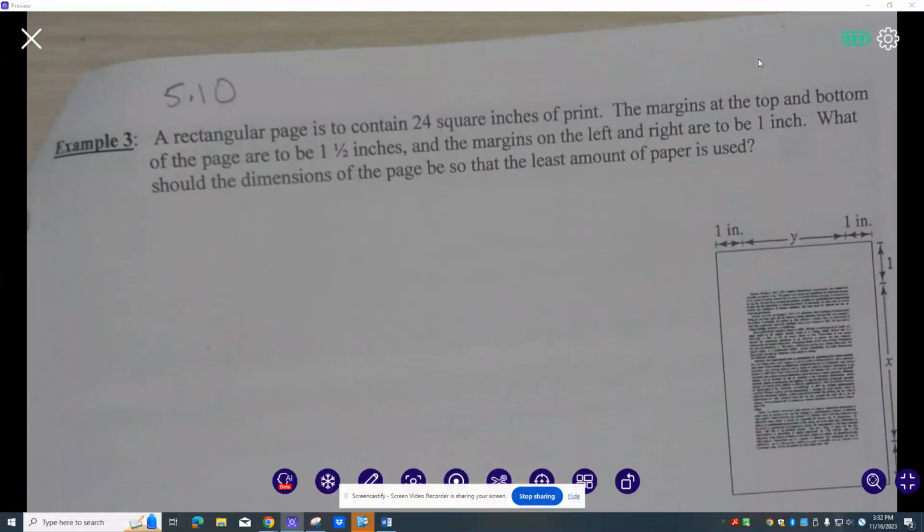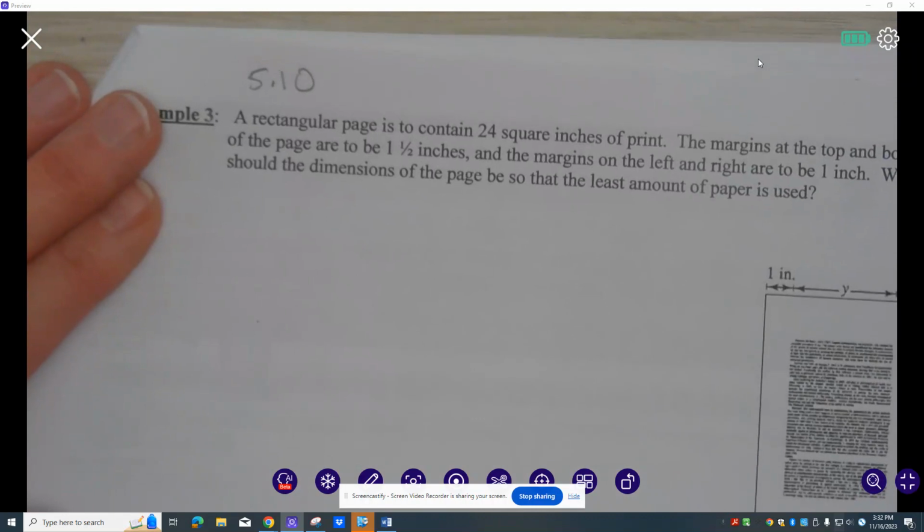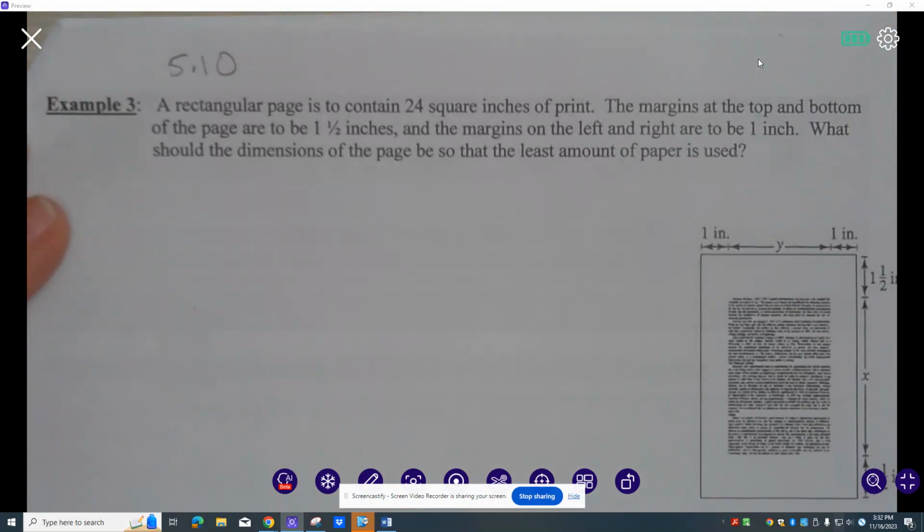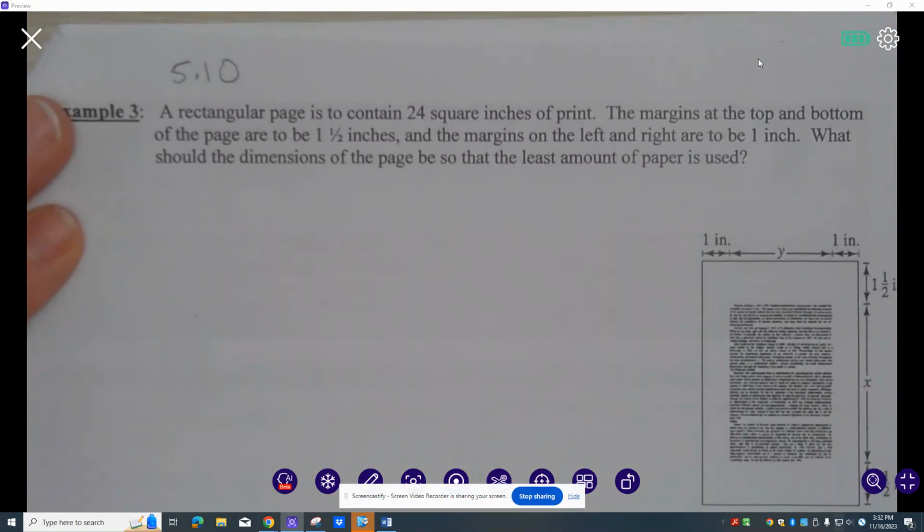This video is a continuation of 5.10, which is the optimization problems. And in this video, we're going to look at example 3. This is a pretty common example for optimization problems.